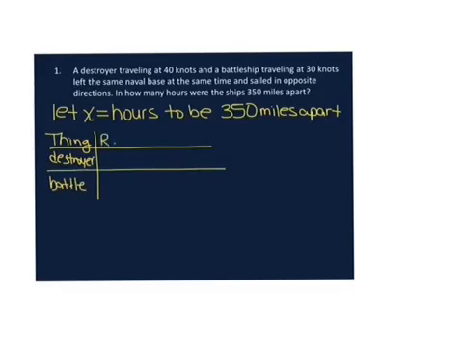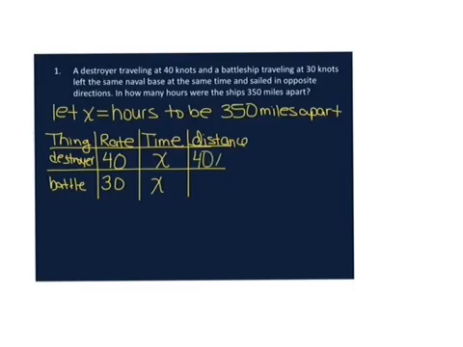Our rate, so the destroyer is traveling at 40, the battleship's traveling at 30. Knots is just a way that ships use to figure out their speed. So it's just a unit of measurement. They left the naval base at the same time and sailed in opposite directions. So our time is what's unknown. So that becomes x. And then our distance is 40 times x and 30 times x. Okay, rate times time is your distance.